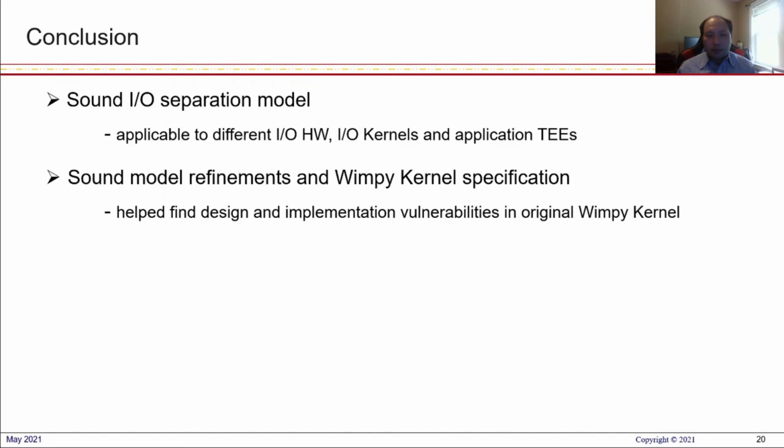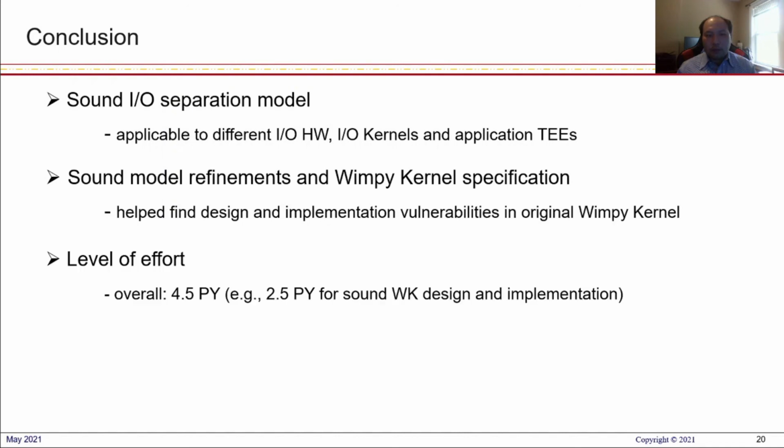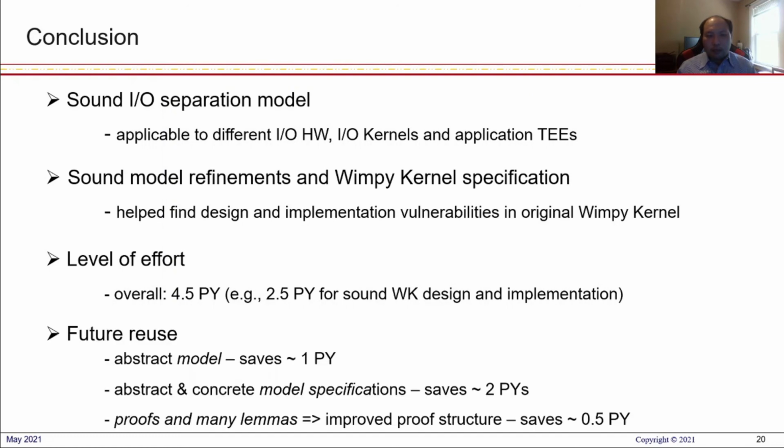In summary, we defined an I/O separation model that can be applied to different I/O hardware designs, I/O kernels, and TEEs. We specified and verified the WinP kernel's design and implementation. This specification helped us to discover vulnerabilities in the original WinP kernel. The overall level of effort is 4.5 person-years, in which 2.5 person-years are for sound WinP kernel design and implementation. And the models can be reused for future I/O kernel development.